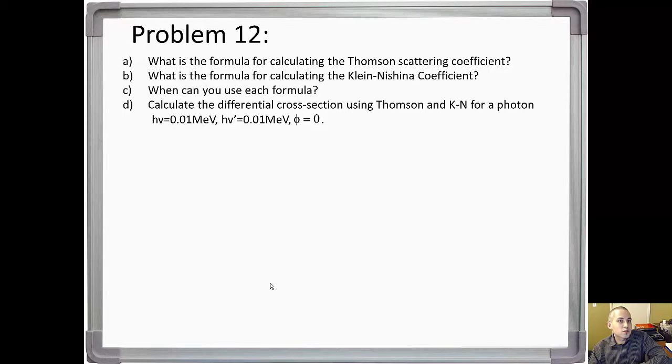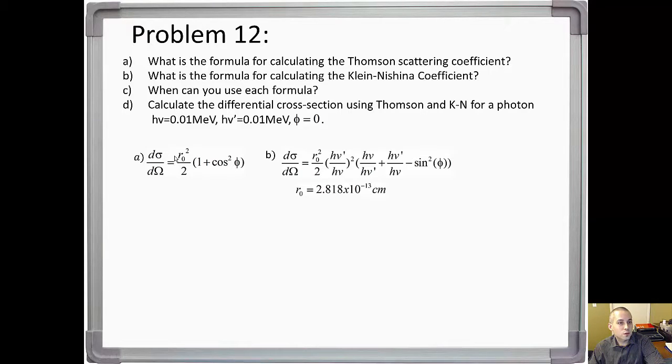So moving on to problem 12. Part A, what is the formula for calculating the Thomson scattering coefficient? So there it is. Part B, what is the formula for calculating the Klein-Nishina coefficient? So there it is. And most importantly, C, when can you use each formula?